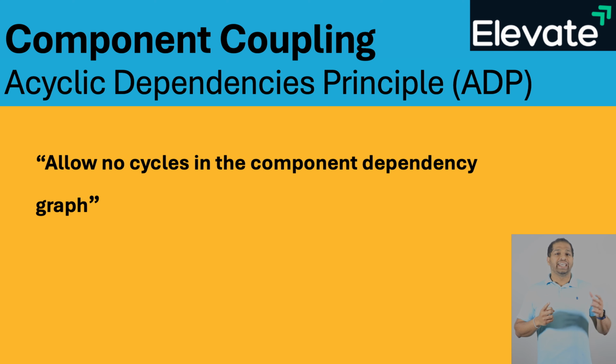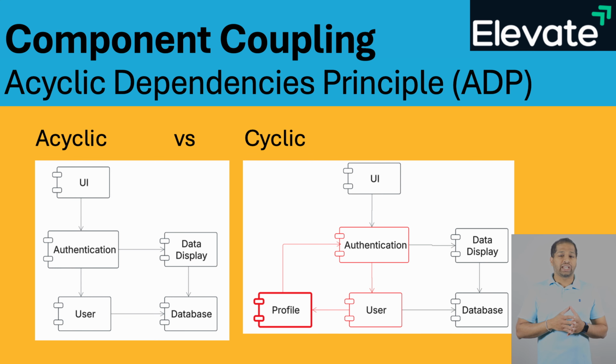The first one is the acyclic dependency principle or ADP. As the name indicates, this principle says allow no cycles in the component dependency graph. Let's take two examples and analyze how component dependencies with and without cycles impact its developability and maintainability.